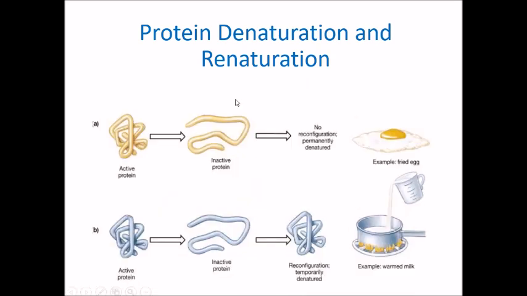An example of a protein that cannot be renatured back is a fried egg. Egg is a protein, right? So when you fry the egg, what will happen? The egg will be denatured, and once it becomes a fried egg, you cannot renature it back to the normal egg. So this is a type of protein that cannot go back to its normal structure. Therefore, renaturation does not occur.